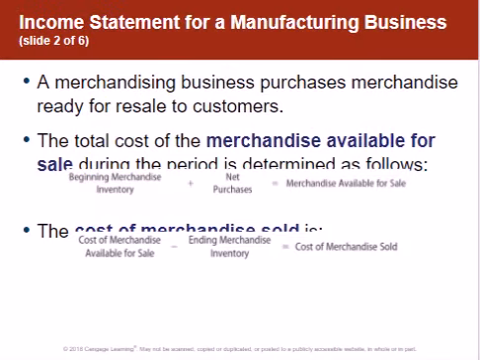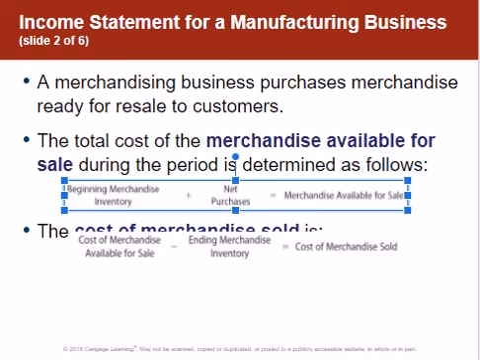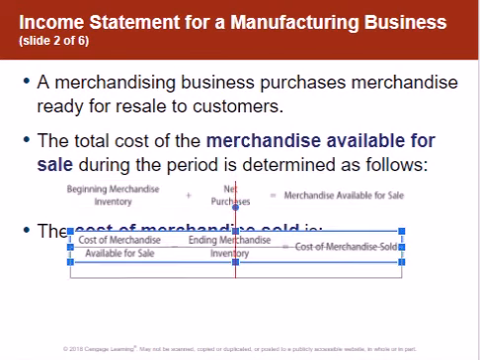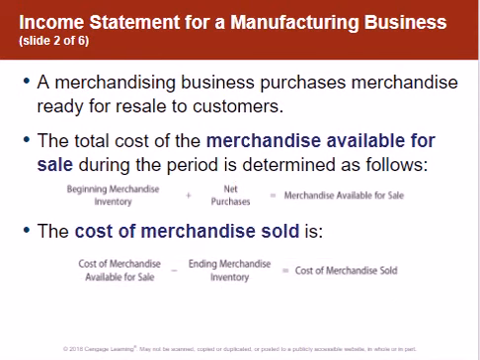A merchandising business purchases merchandise ready for resale to customers. The total cost of the merchandise available for sale during the period is determined as follows. You take your beginning merchandise inventory plus your net purchases, and that will give you your merchandise available for sale. When you look at the cost of merchandise sold, you're going to take the cost of merchandise available for sale minus your ending merchandise inventory, and that's going to give you the cost of merchandise sold.